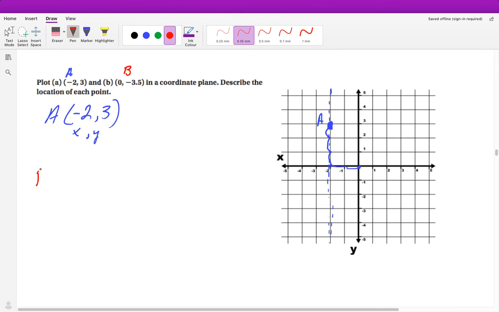All right, for B, we're asked to plot the point 0, -3.5. So along our x-axis, we're not moving anywhere left or right. So I know it's going to fall right along this line, because we haven't moved anywhere left or right. And now it's telling me I'm going down 3.5. So this will be 1, this will be 2, this will be 3. Since they're not counting in halves here, I just need to approximate this. So I'll put my point somewhere in between 3 and 4, and I will label this B.